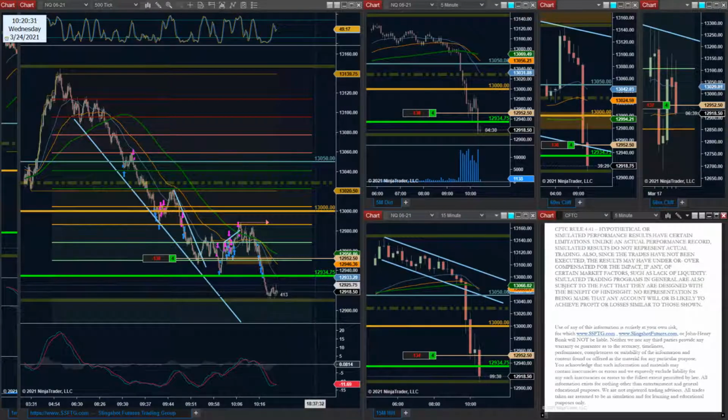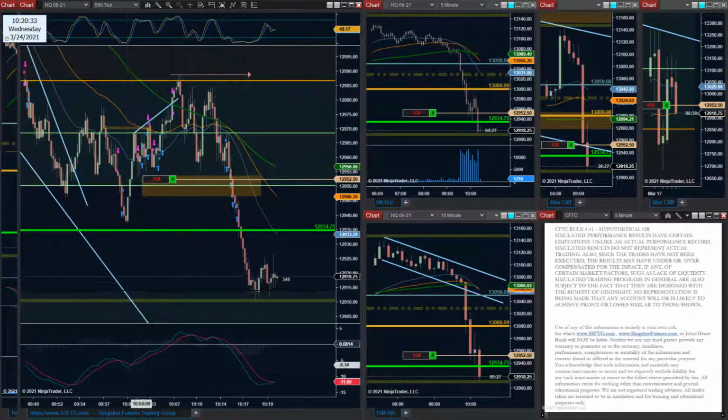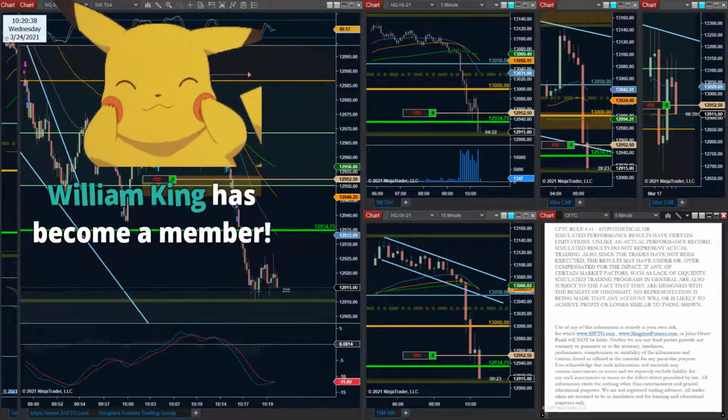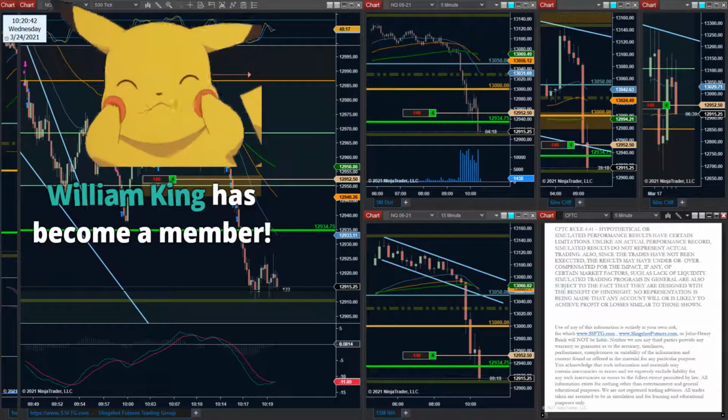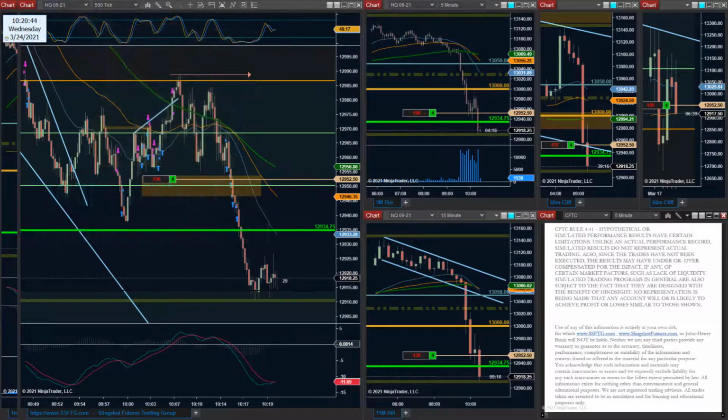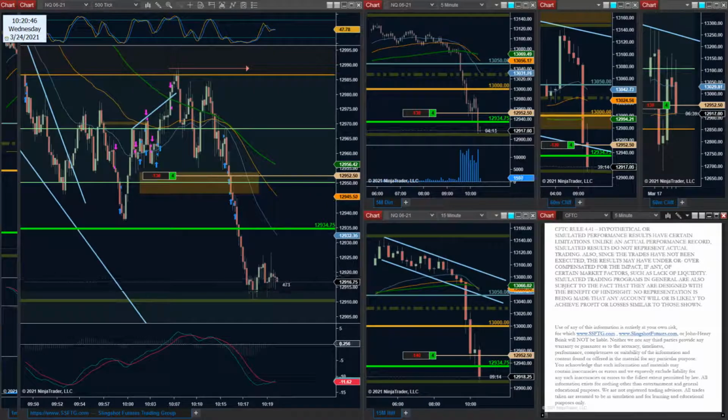Made a quick new high and then faded back down again. Oh, hey, it worked. You got a Pikachu. Awesome. I got to see it in action. Welcome. Didn't realize I had a Pikachu emoticon there, but, hey. If you're going to get one, you might as well get the best one, right?